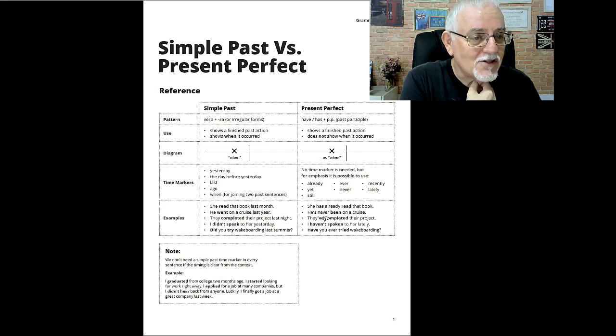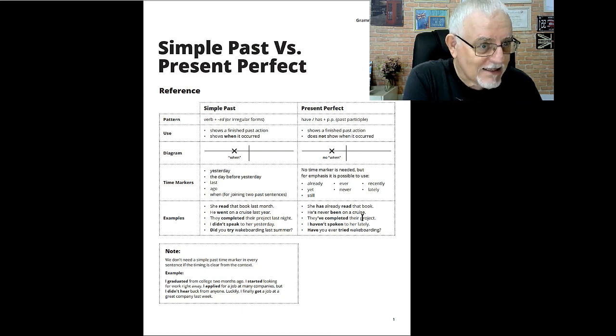He went on a cruise last year. So we know that last year he went on a cruise. All right. Now here we can use never for emphasis. He's never been on a cruise. Okay, so never in his life has he been on a cruise. They completed their project last night.